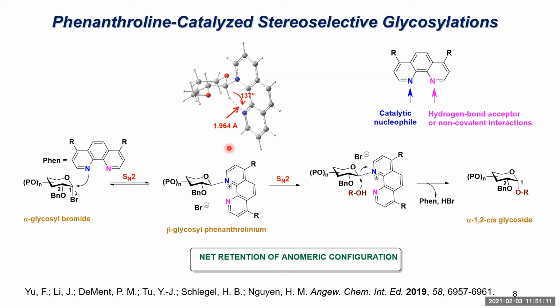So once we have this stabilized intermediate, we have the alcohol approaching the anomeric carbon from the axial position and displacing this phenanthroline and giving us this alpha-1,2-cis glycoside. So overall, this double SN2 reaction gave us a net retention of the anomeric configuration.